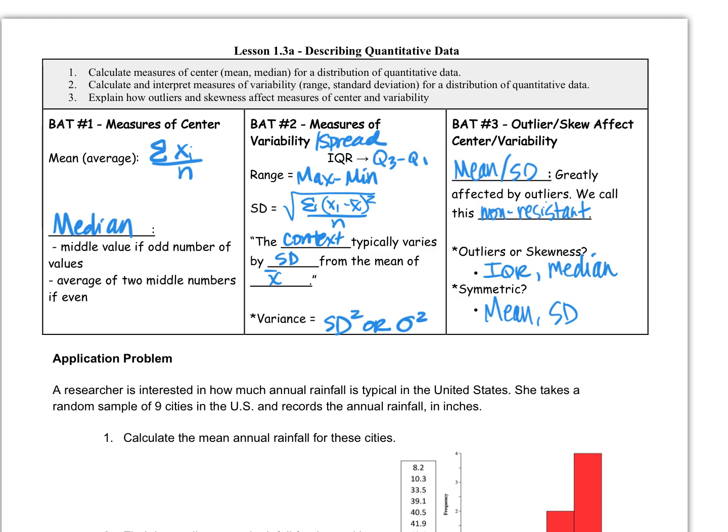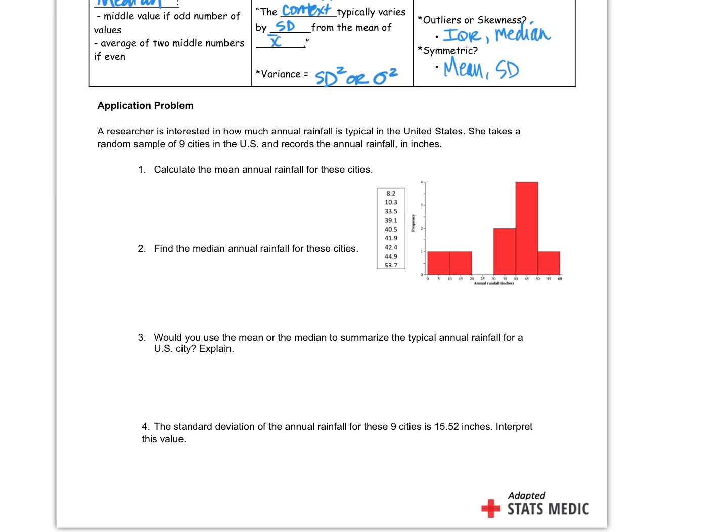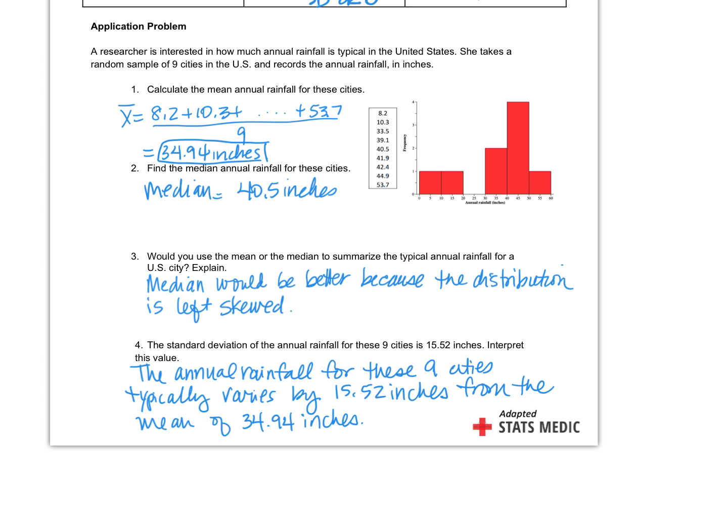All right. I'm going to give you and your table buddies a few minutes to do these application questions, see how you do with them. Using this data down here, researchers are interested in how much annual rainfall is typical in the U.S. She takes a random sample of 9 cities in the U.S. and records the annual rainfall in inches. Ready, go. Lovely. Did you get for the median 40.5? Yes. Everybody good?